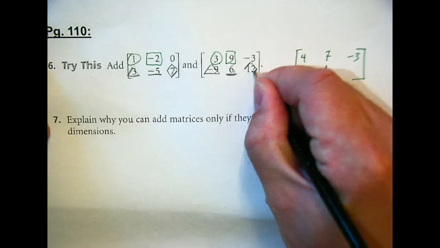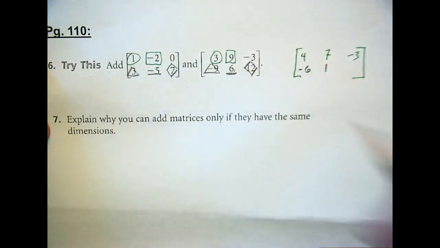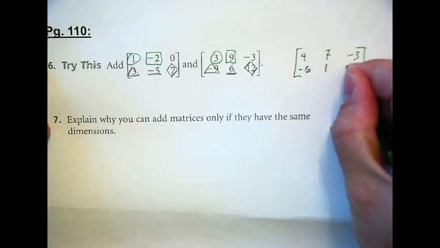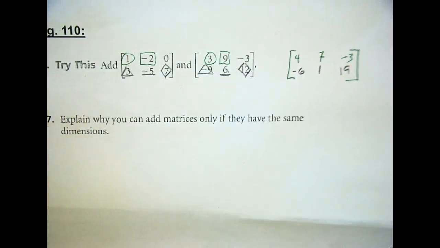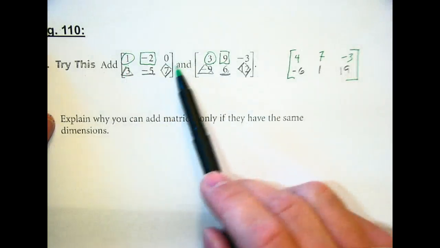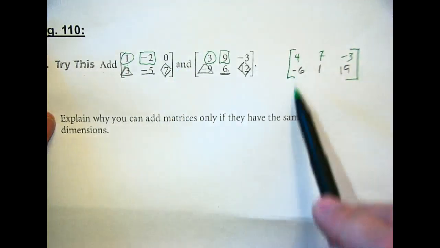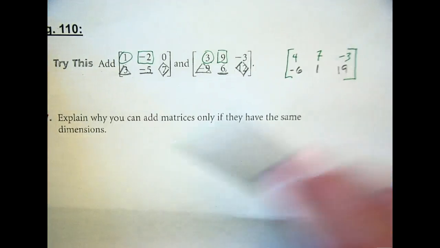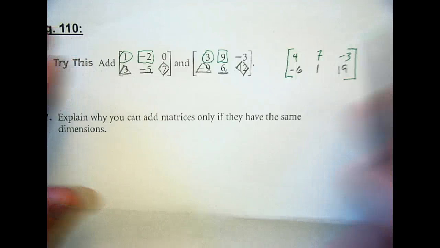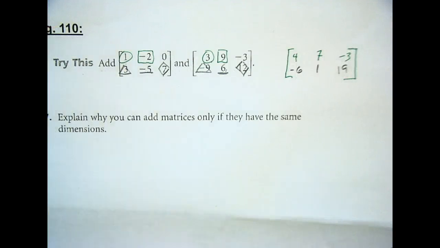All right, 7 and 12 is 19. Thanks for helping. Okay, 7 and 12. So your beginning matrix was 2 by 3. Your resulting matrix also has a 2 by 3. The dimensions have to be the same so that you have the parts to add together. Any questions there?